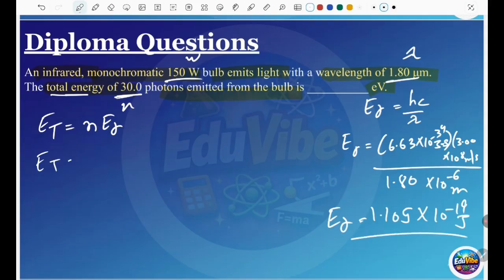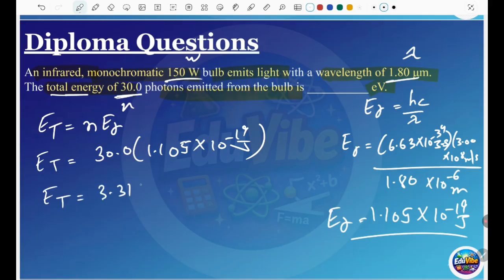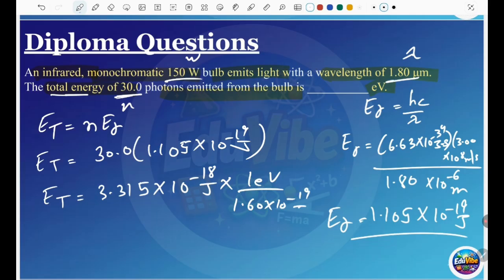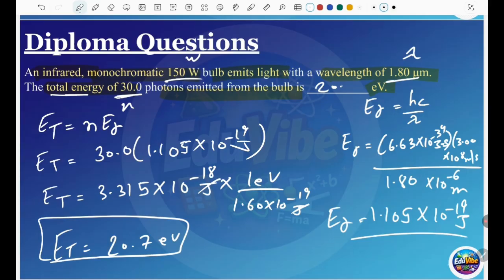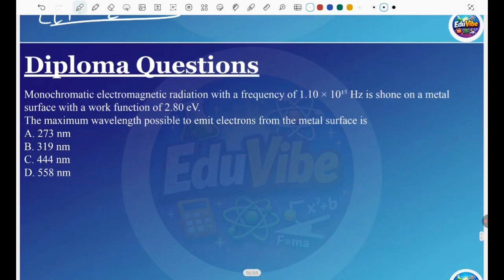Put this thing over there. So n is given to you as 30.0, and this is 1.105 times 10 raised to power minus 9 joules. When you solve this, you get 3.315 times 10 raised to power minus 18 joules. So what is it in eV? Multiply by 1 upon 1.6 times 10 raised to power minus 19 joules. Joules cancel out. You get a total energy of 20.7 eV approximately. This is the rounded value. So you get 20.7, this is the answer. So again, this thing was not used in this. Let's move on to the next one.